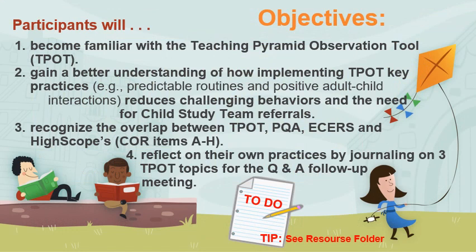This presentation has 4 objectives. 1. Participants will become familiar with the Teaching Pyramid Observation Tool, TPOT. 2. Participants will gain a better understanding of how implementing TPOT key practices reduces challenging behaviors and the need for child study team referrals. 3. Participants will recognize the overlap between TPOT, PQA, ECHRS, and HighScope. 4. Participants will reflect on their own practices by journaling on 3 TPOT topics for the Q&A follow-up meeting. Keep your eye out for this to-do paper and pencil reminder throughout the presentation.